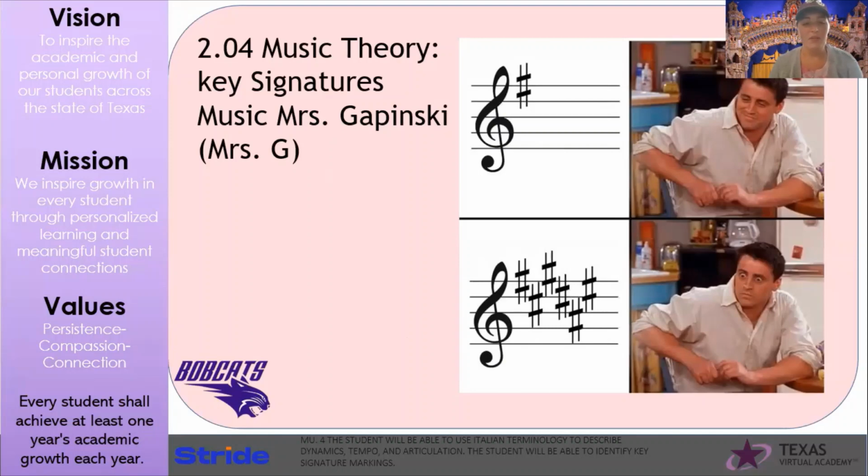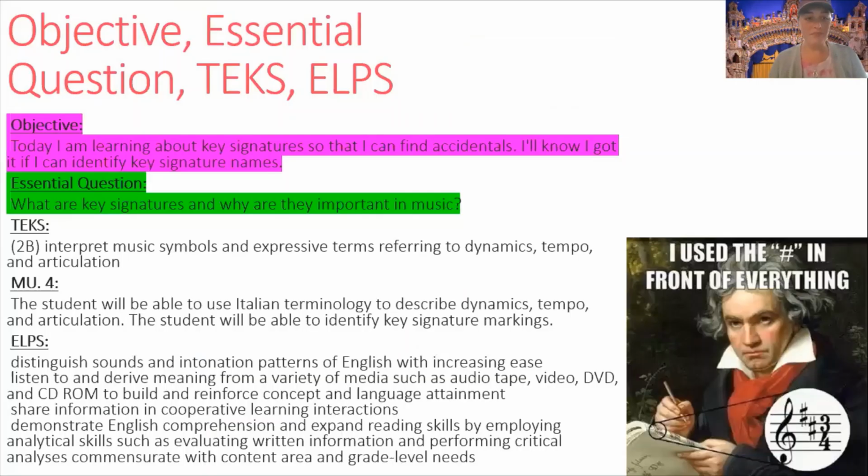Hi class, today I'm going to be going through 2.04 music theory key signatures. Key signatures we talked about before, note naming, what the letters are and how accidentals either raise or lower the pitch, and combine that together we can make scales. Well, key signatures tell us what scale to use when we're making music. So I want you to be thinking about key signatures and how you find what accidentals go where, and be able to identify some key signature names.